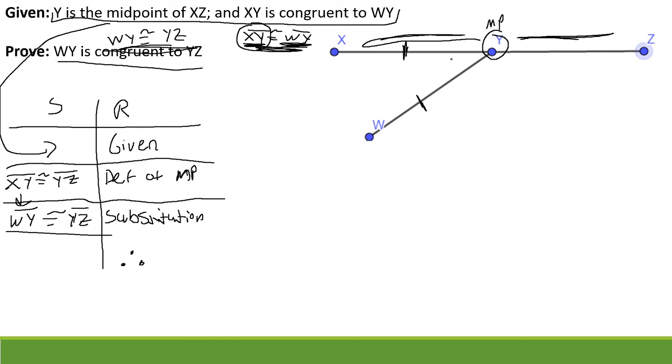So I want to connect WY and YZ. I want to connect these two segments here. How do I do that? Well, I use XY as my middleman. So I say, well, WY matches XY and YZ matches XY. Therefore, they have to match each other themselves without XY being a part of it. So again, it's about setting up links that you can then connect together at the end, likely using substitution.